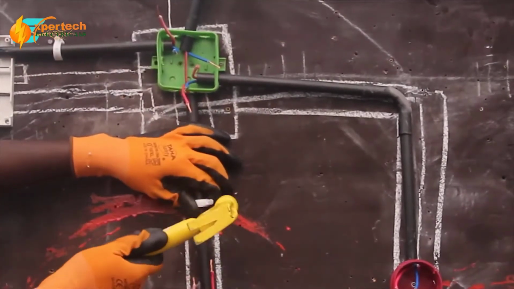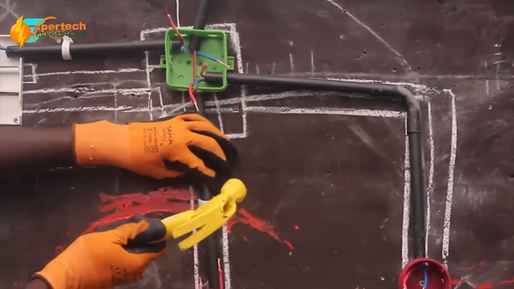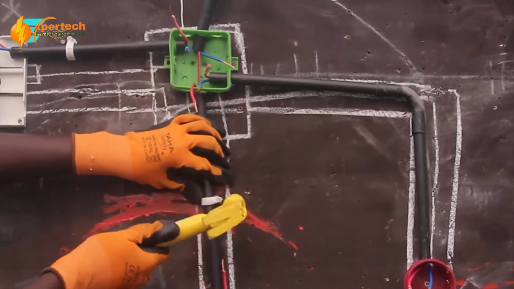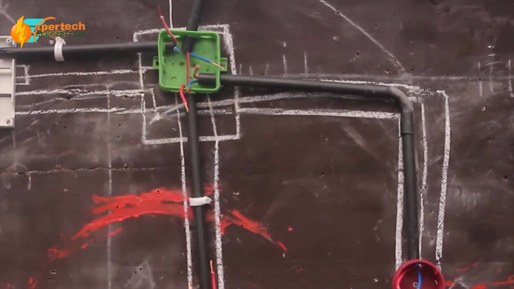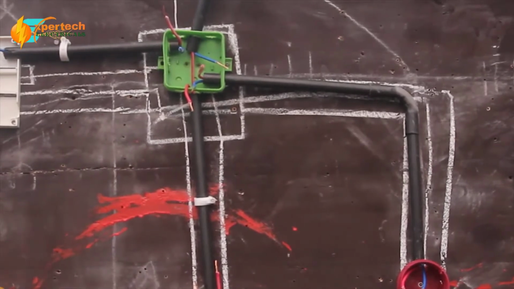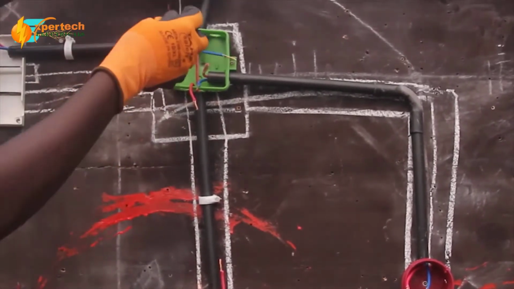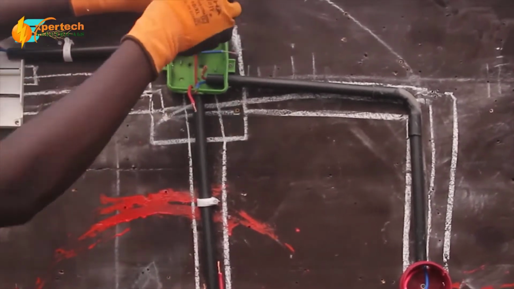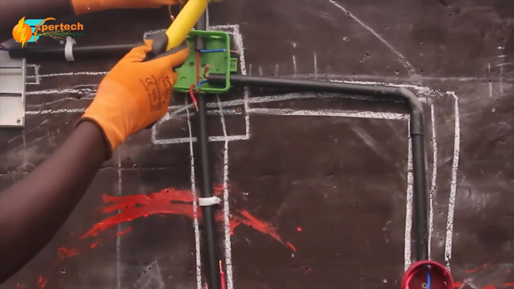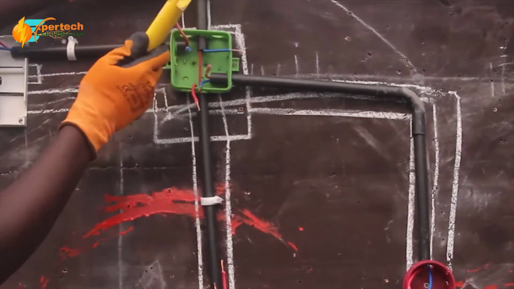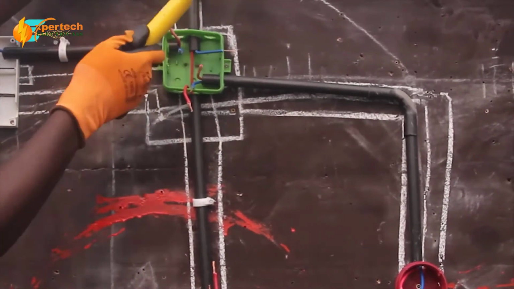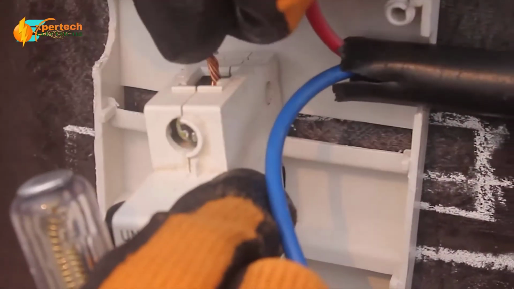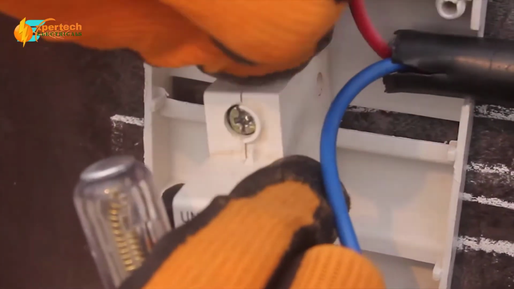And after that, by the use of the hammer, I fix all pipes by the use of hammer and pipe ties in order to be fixed well. As you can see, you do it slowly and carefully. And after that, you fix the red cable, which is the neutral.